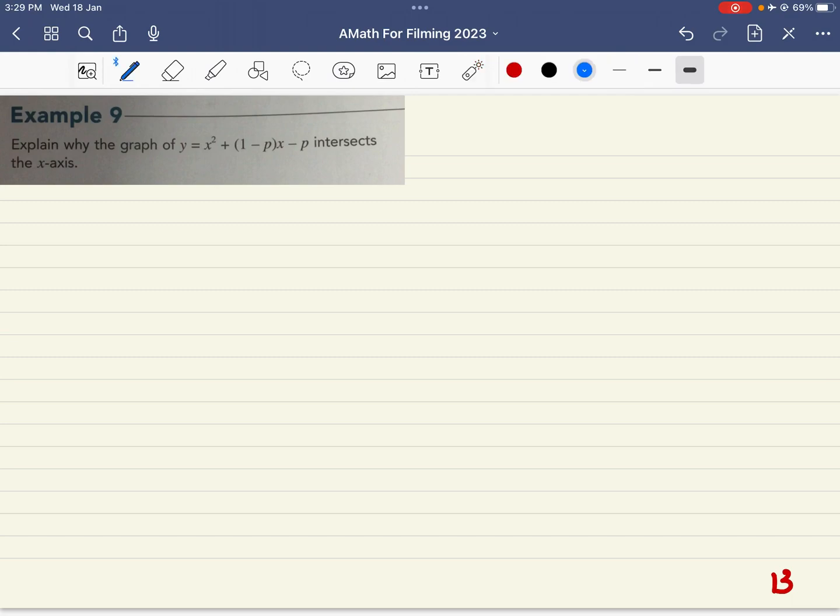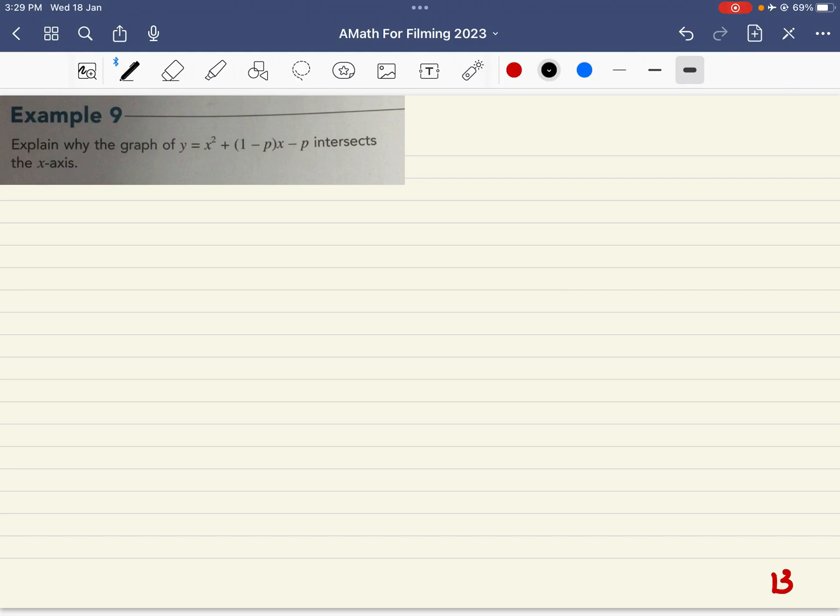Example 9. Explain why the graph of y equals x squared plus 1 minus px minus p intersects the x-axis. So they didn't tell you if it intersects one time, and they never tell you if it intersects 2 times for real and distinct roots. They just tell you, explain why it intersects.